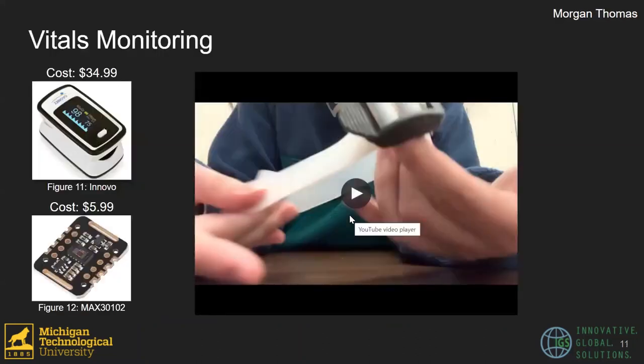Thanks, Ben. So the vitals monitoring system will assist healthcare and infant caretakers in determining the status of the infant. For vitals, keeping the cost low without losing the necessary accuracy of data collected to help determine the health of the infant was the biggest goal.